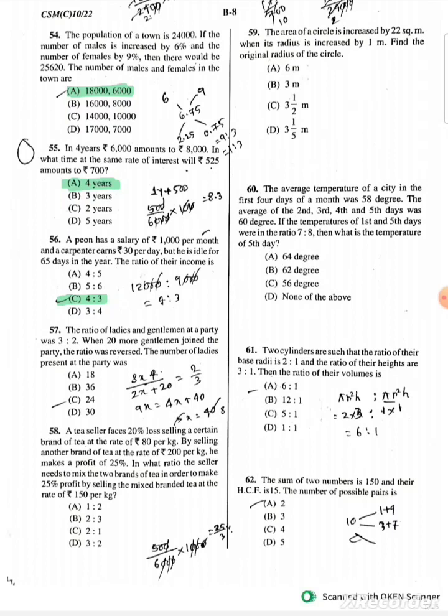The ratio of ladies and gentlemen at a party was 3:2. When 20 more gentlemen joined the party, the ratio was reversed. The number of ladies present at the party was 24.